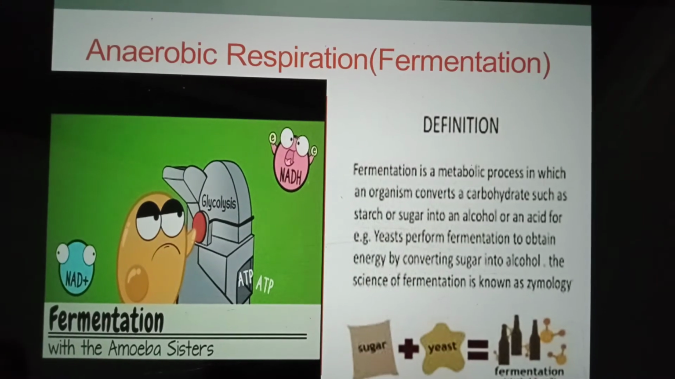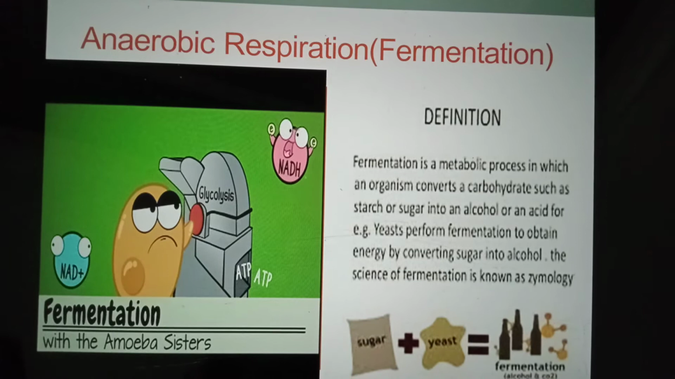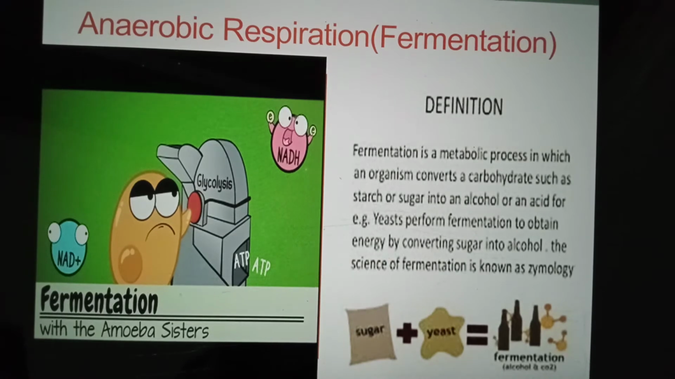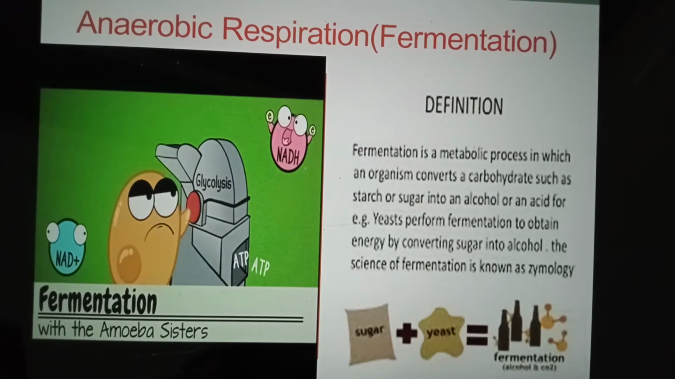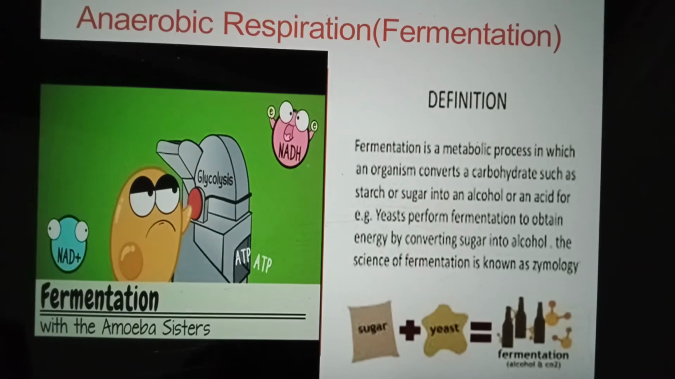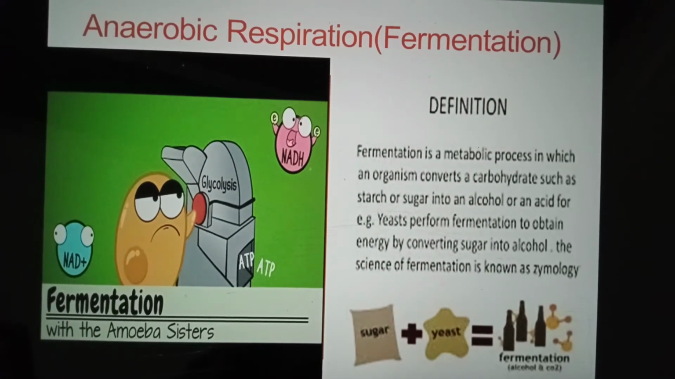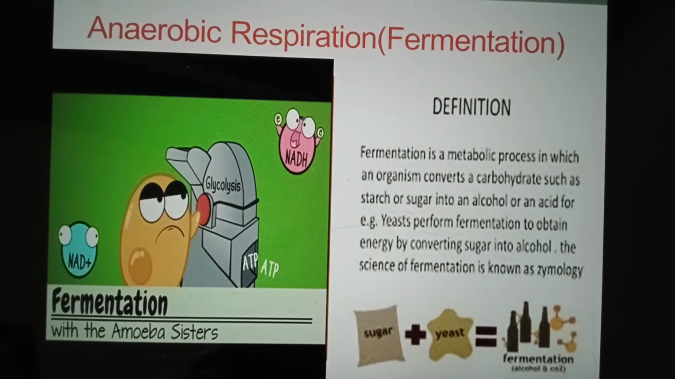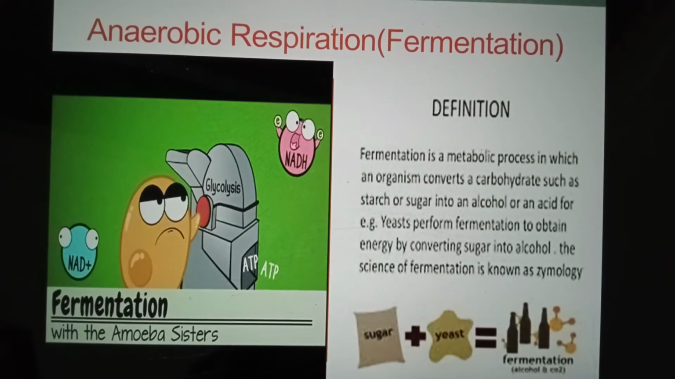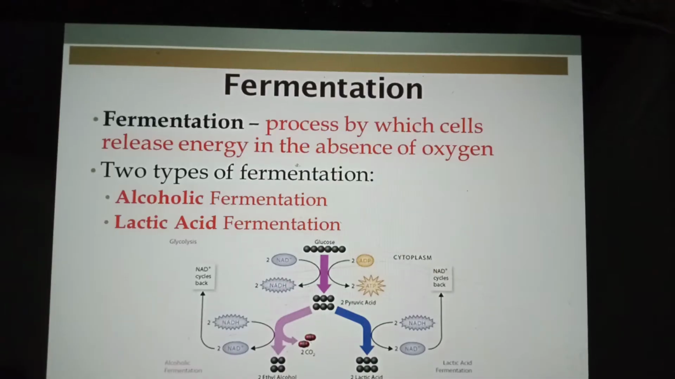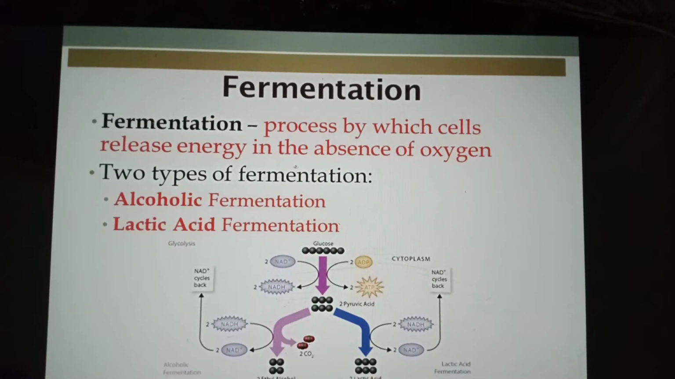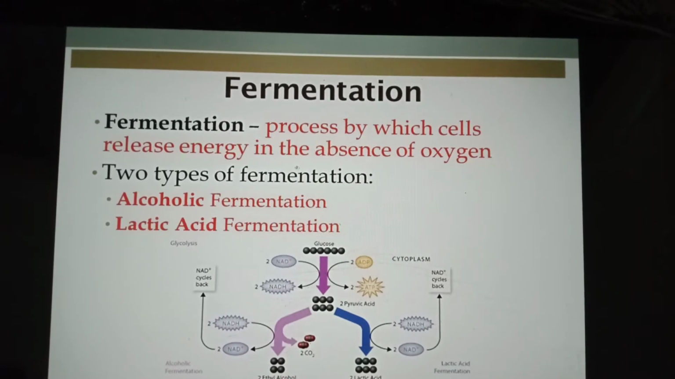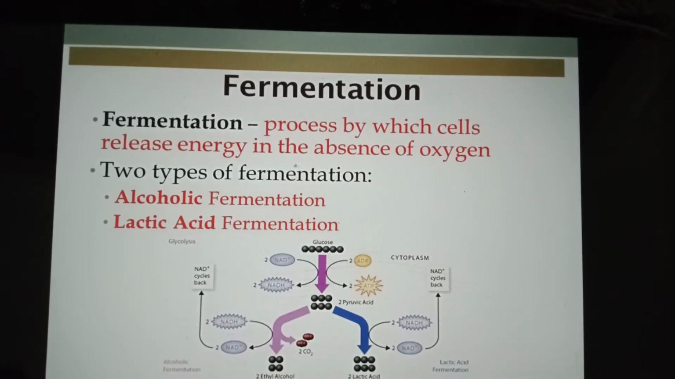Anaerobic respiration is also known as fermentation. Fermentation is the metabolic process in which an organism converts a carbohydrate such as starch or sugar into an alcohol or an acid. For example, yeast perform fermentation to obtain energy by converting sugar into alcohol. The science of fermentation is known as zymology. So fermentation is the process by which cells release energy in the absence of oxygen. There are two types of fermentation: alcoholic fermentation and lactic acid fermentation.